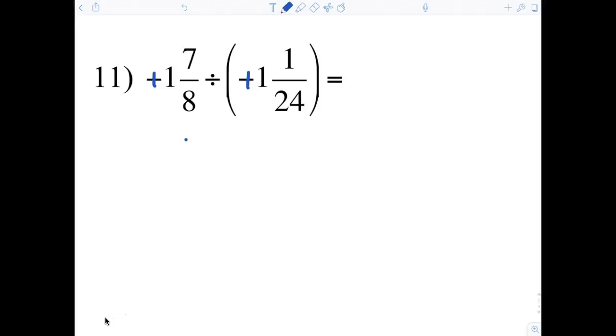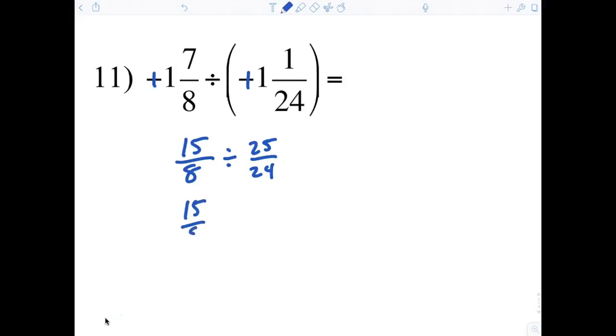All right, Julia, 1 7/8 is how much? You're awesome, girl. 15 over 8. And then 25 over 24. Beautiful. Now we're not yet, because we had to convert them first, correct? And now, Julia, walk me through what am I doing next?